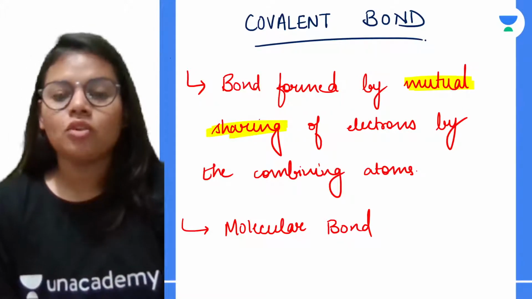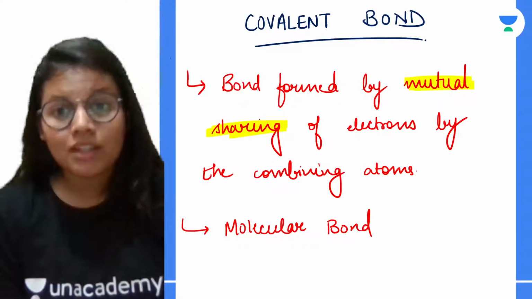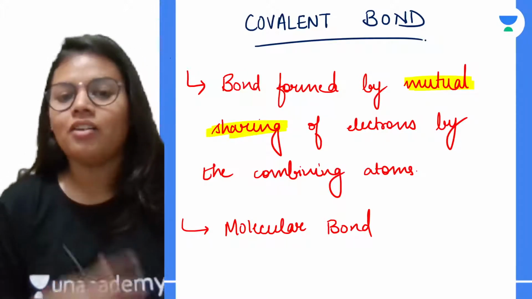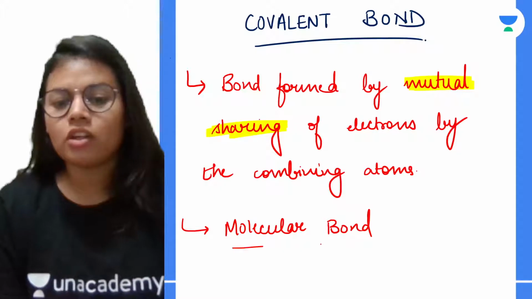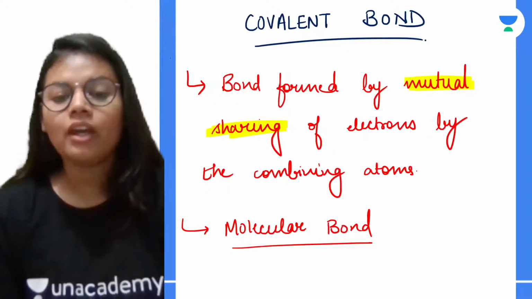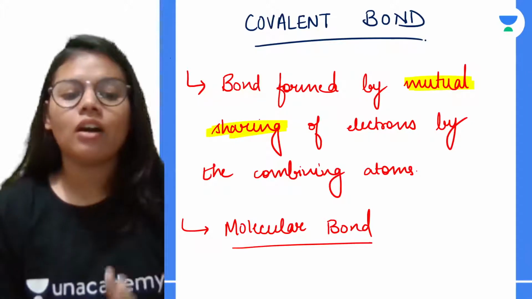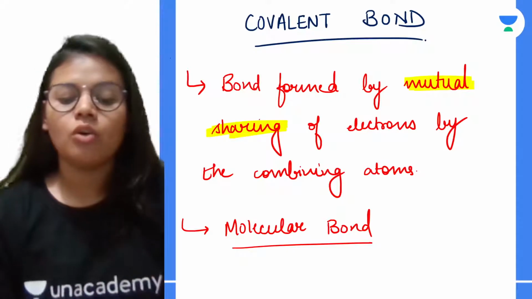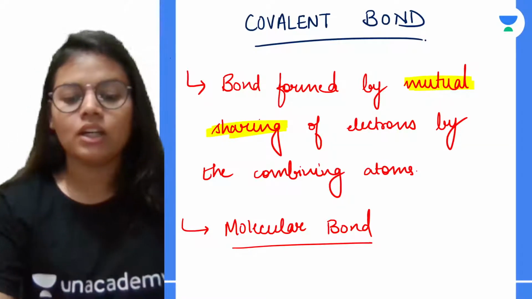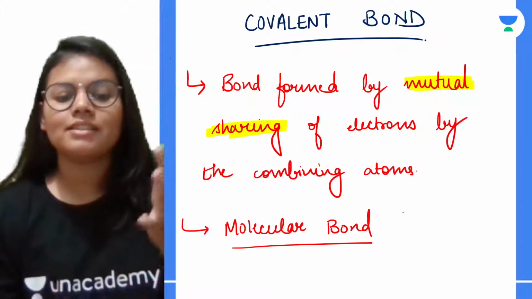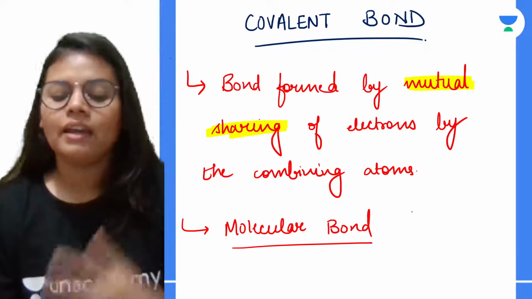Okay, so this is the basic definition of a covalent bond that you should know. And also do not get confused between molecular bond and covalent bond because it is one and the same thing. Now what will a covalent molecule be? A molecule that shows covalent bonding will be a covalent molecule. Now how the bonding takes place, let's take one example and then we will move forward.